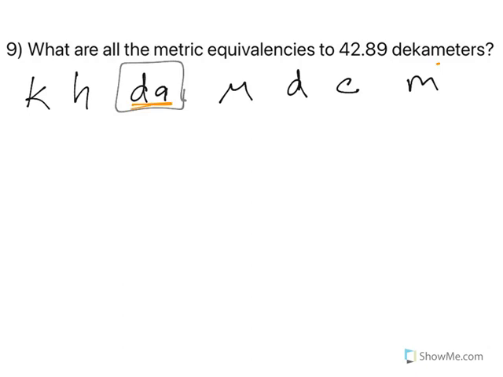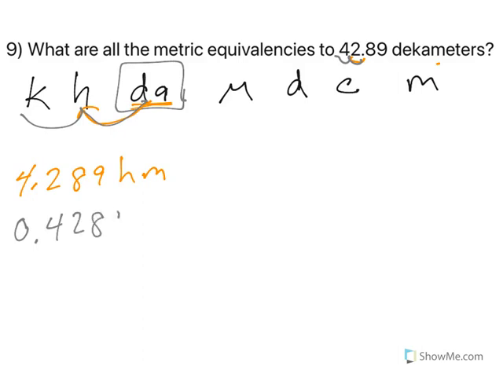That's here. If I want to go to hecta, I'm going to move my decimal 1 place. So I would have 4.289 hectometers. Oops, that should be an H. Hectometers. If I want kilos, I would go 2 places, so I would have 0.4289 kilometers. Okay, well now let's go the other direction. If I want to go to meters, that means I'm going to move my decimal 1 place to the right. So I'd have 428.9 meters.